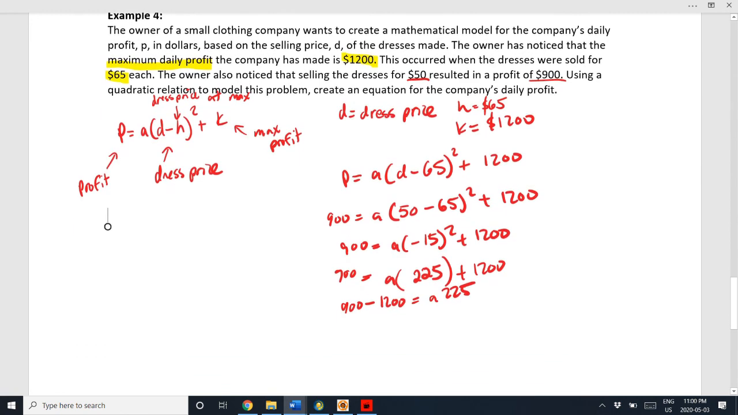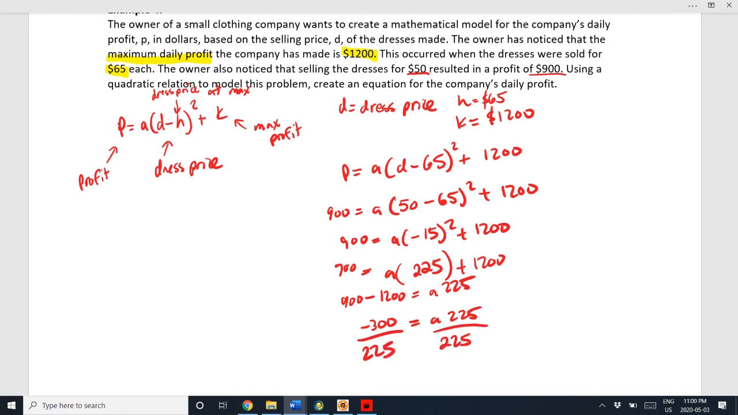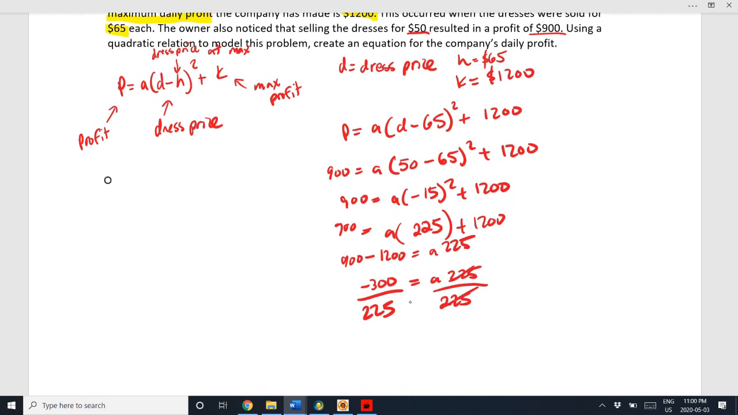And so let's clean this up. 900 minus 1200, that's negative 300, is equal to A times 225. We're going to divide both sides by 225 to get what A is. These are going to cancel, and we can reduce this nicely to negative 4 over 3. And so that's going to be equal to our A.